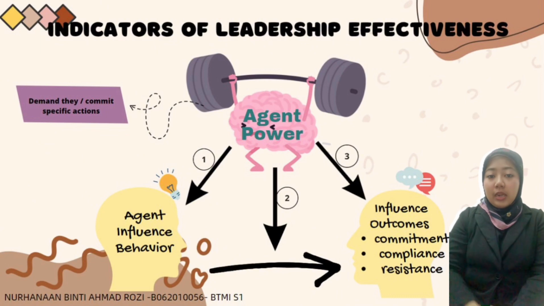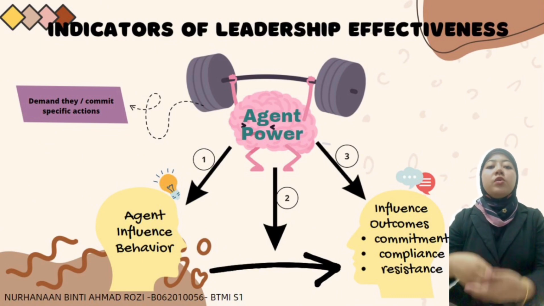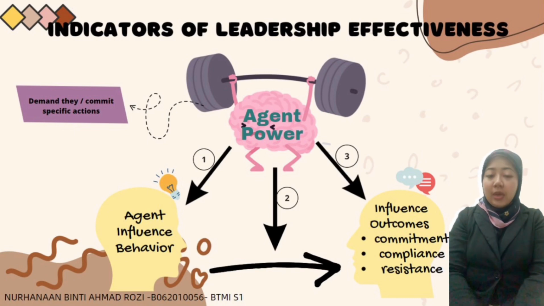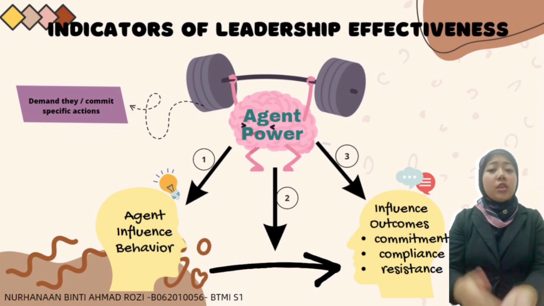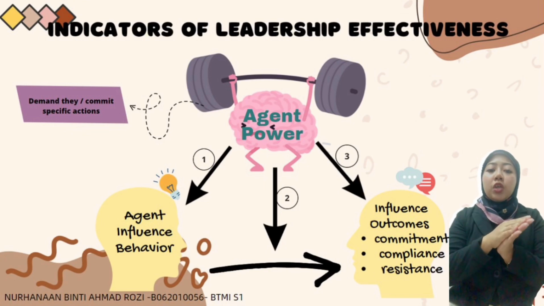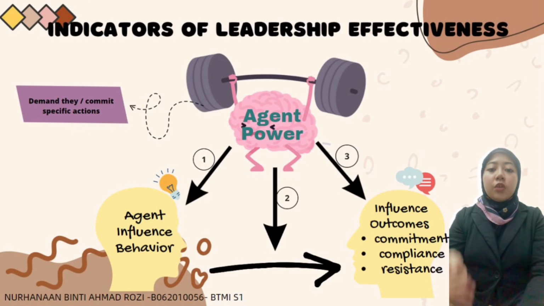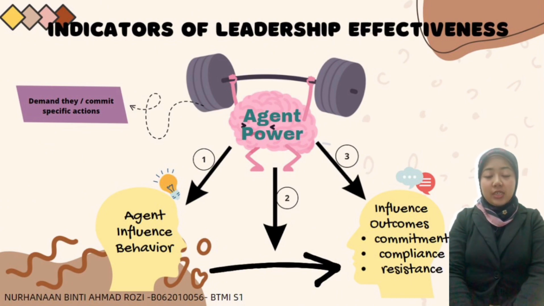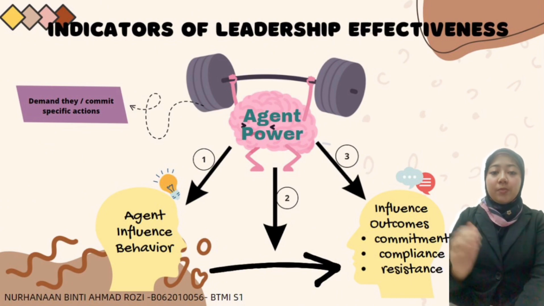For example, let's assume you have the power to decide who gets a raise and who gets let go. Your employees may listen to your request because they want to earn more money. So, if you hold a source of power over someone else, you can demand they act a certain way or commit specific actions.